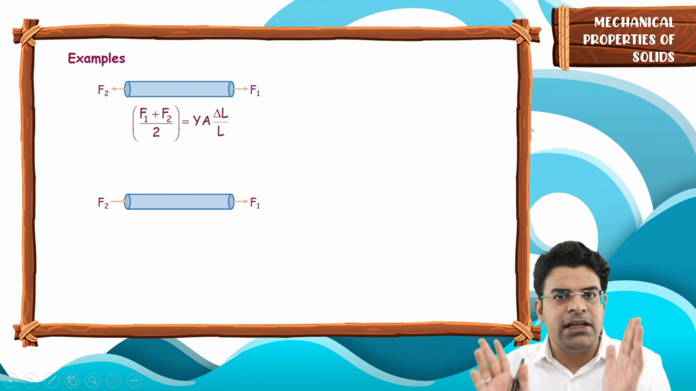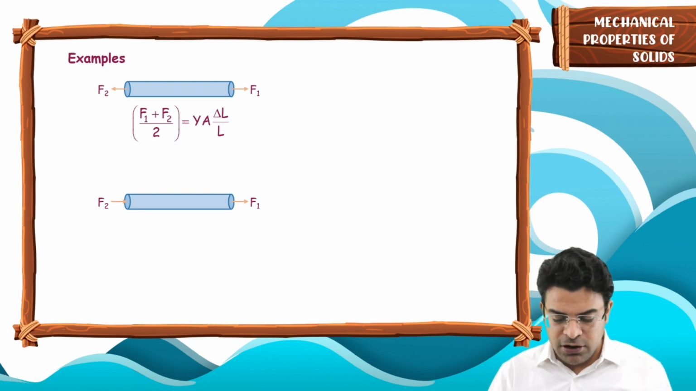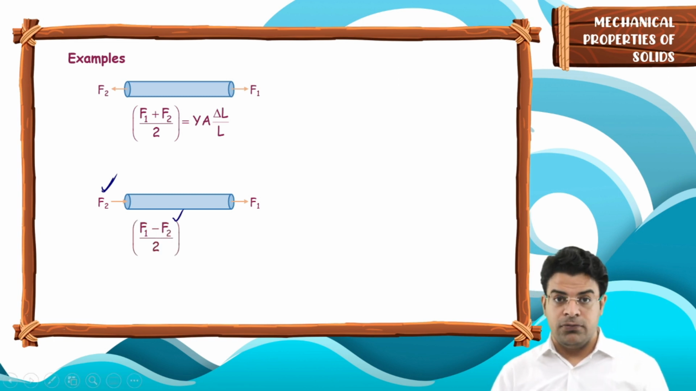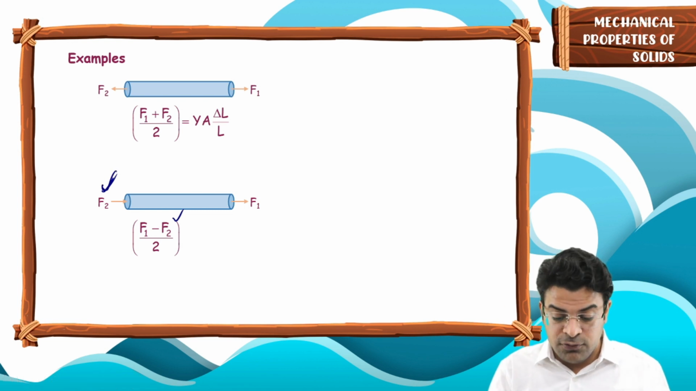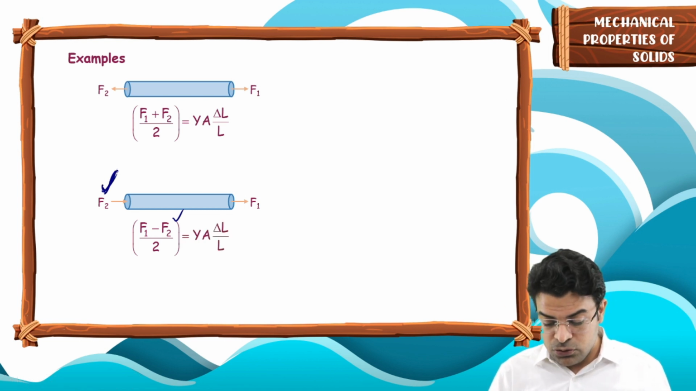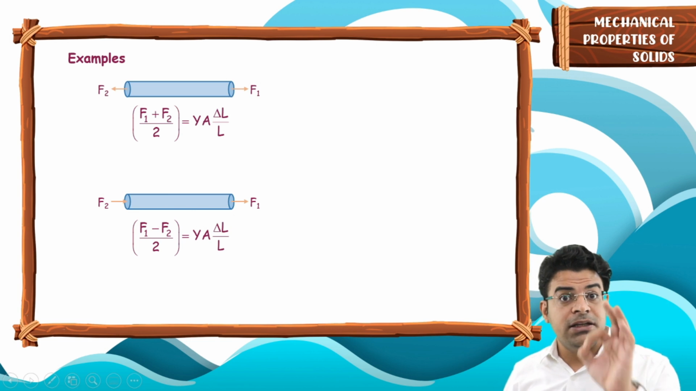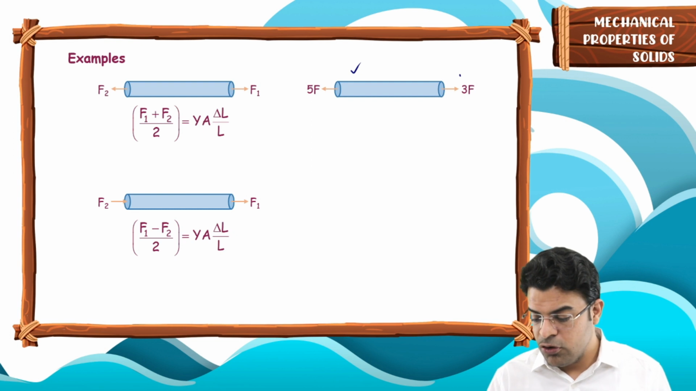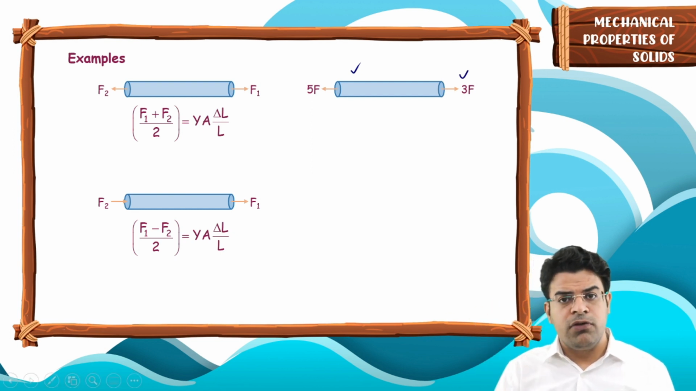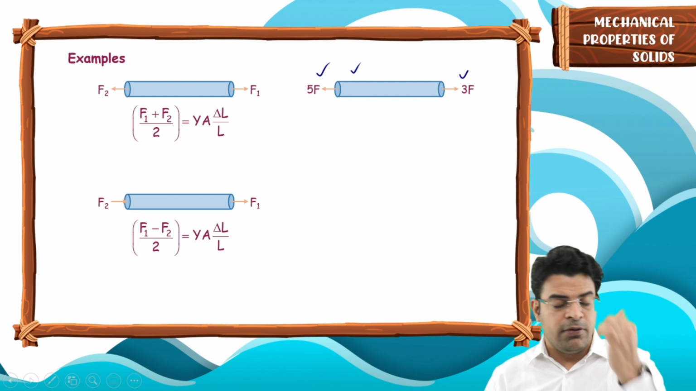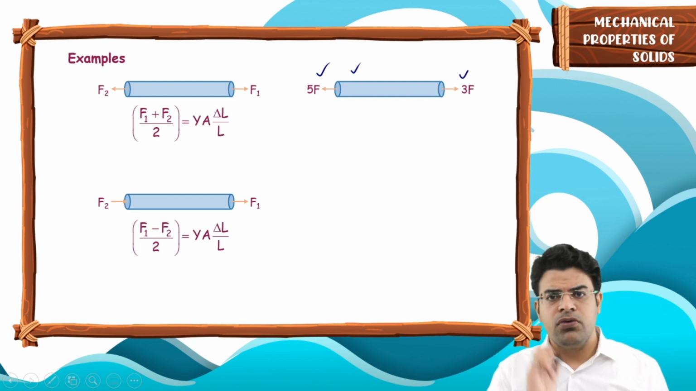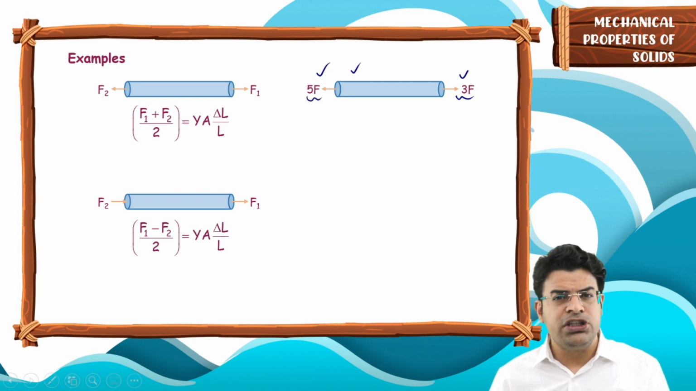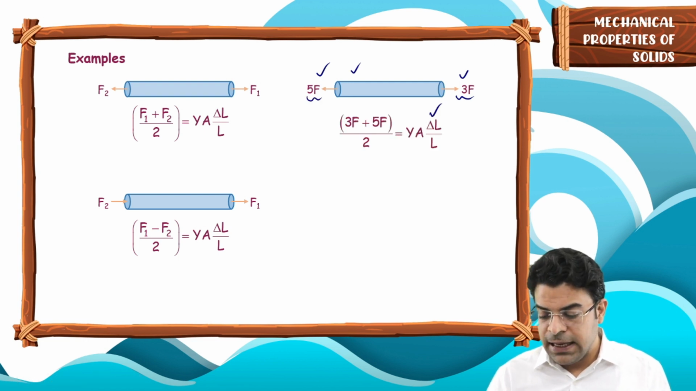But I still take the average. But remember that one of the forces is trying to decrease the length. So I will write F1 minus F2 by 2, as one of the forces is trying to decrease the length, equals to YA delta L by L, and you will get the correct answer for sure. So let's say if they give me on the right end there is a force of 3F towards right, on the left end there is a force of 5F towards left, then what to do? Beta, again take the average. You will write 3F plus 5F by 2, which is 4F, equals to YA delta L by L.